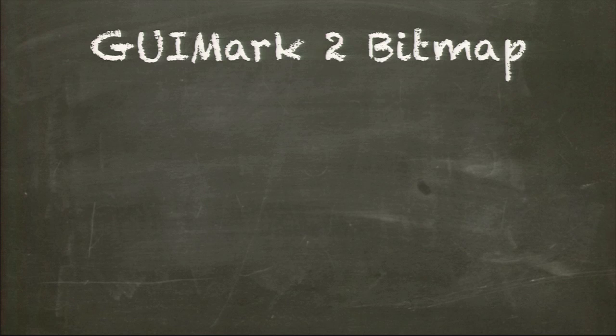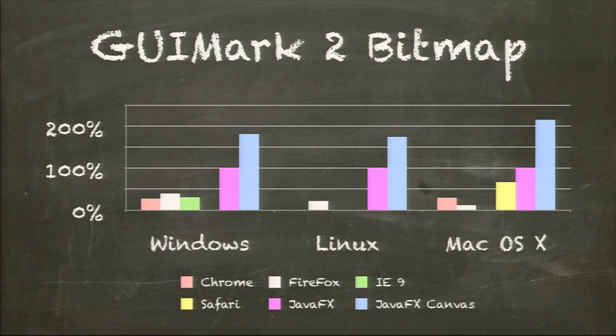So the next test that I did was GUIMark 2 Bitmap. This one has a tower and a bunch of little monsters, and the monsters run around and then the tower shoots them. And in this test, JavaFX is a lot faster than the browsers. I think part of it could be the difference between the execution speed of a JavaScript engine versus the execution speed of Hotspot. But I just ran these tests yesterday.